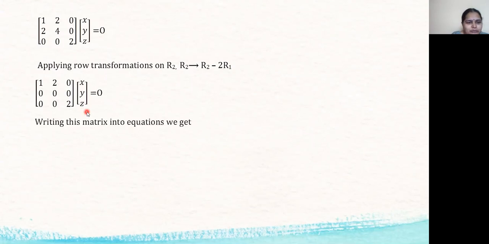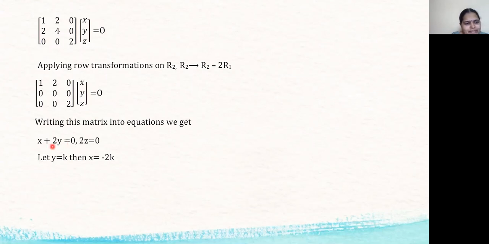Writing this matrix into equations, we get, because this is the echelon form, I'm not going to write everything formally, because we are going to concentrate mainly on the eigenvectors, not on the echelon forms. So if we write this into equations, we get 1 into x plus 2 into y plus 0 into z equal to 0. And from this last row we will write 2 into z equal to 0. Remaining terms are zeros. Now 2z equal to 0 gives us z equal to 0. So z value 0 we got.